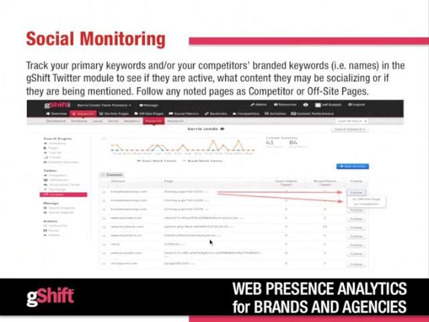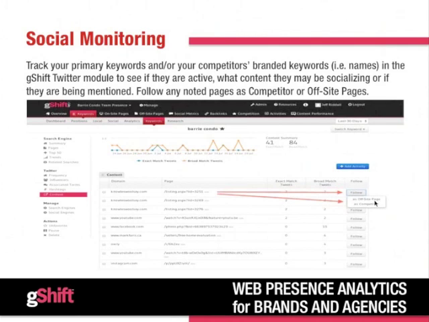That being said, the other thing you might want to do, and you'll see here, we're actually looking specifically at this keyword and the content associated with it on Twitter. What this is telling us is these potential competitors have some content that they've tweeted over the last, in this case, 30 days. And so here's the domain and the page that was specifically tweeted. And again, we can follow this most likely as a competitor, or we might follow it as an off-site page, depending on the type of insight we want to get about this piece of content.